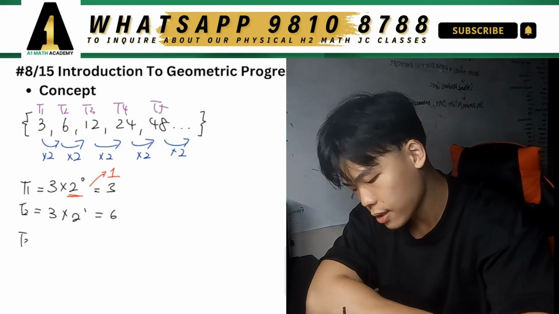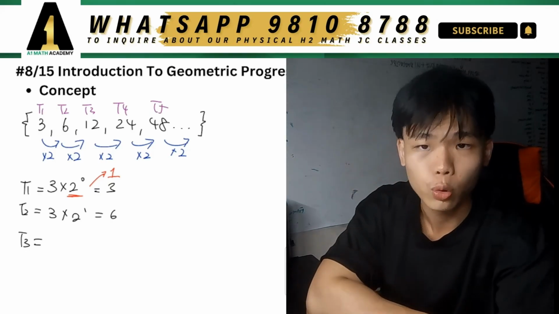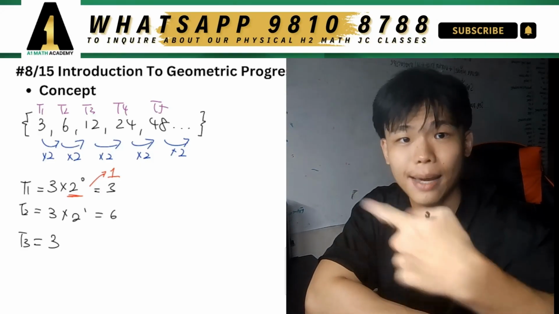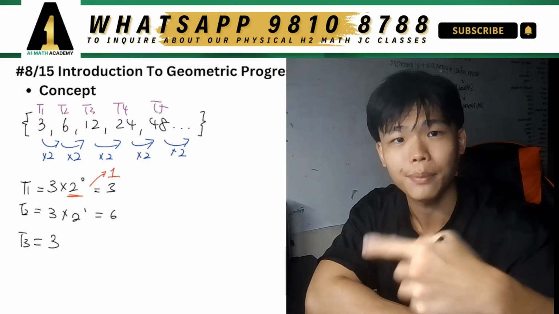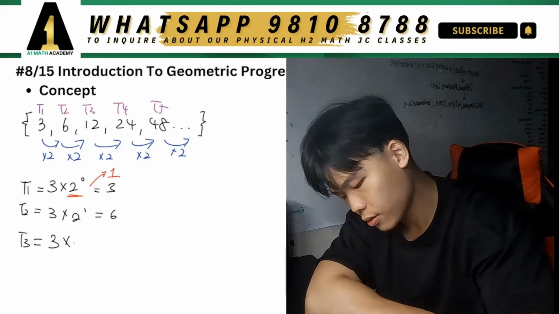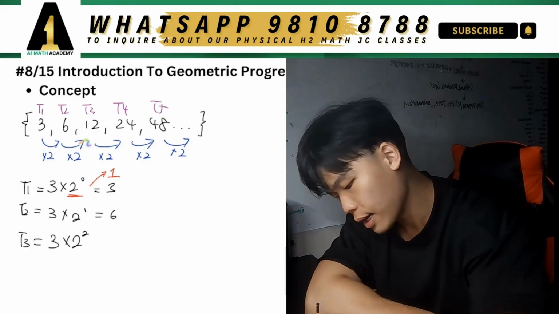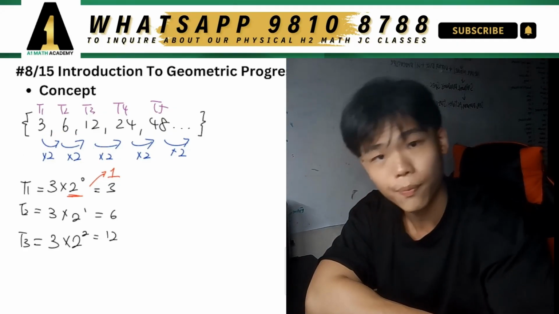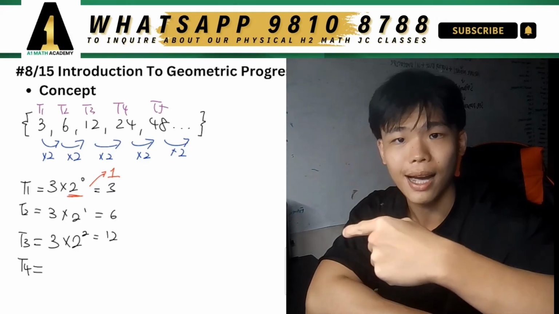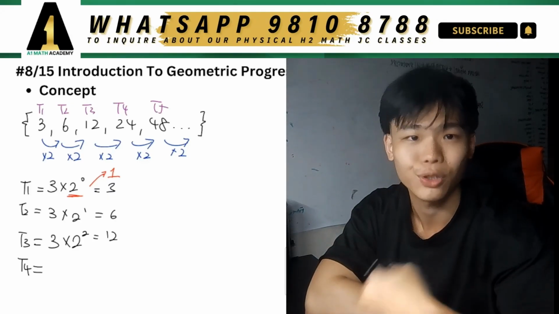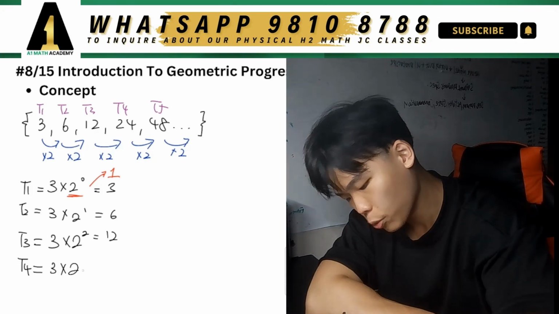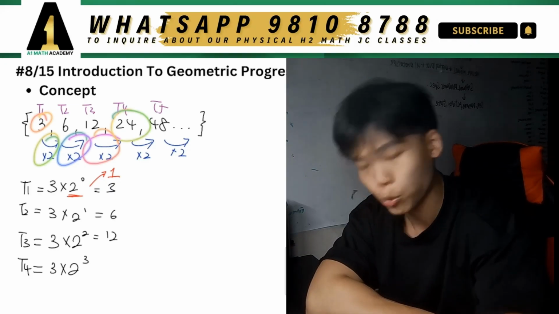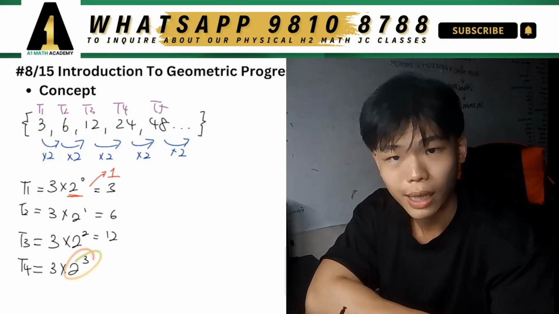Now for T3, how many times must I multiply 2 from 3? I start off at T1, which is a value of 3, and I times forward 2 two times, so 2 to the power of 2. This gives me a value of 12. Now T4 means I times forward 2 three times, so it's 3 times 2 to the power 3. From 3, I times 2, times 2, times 2 to get 24.